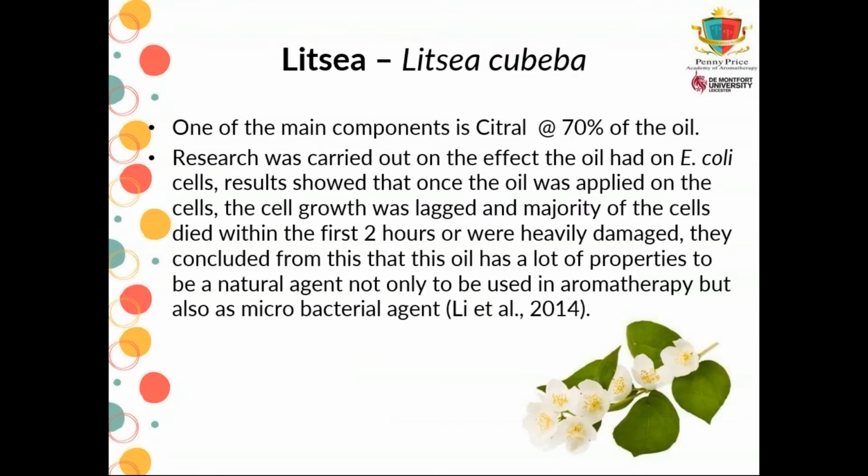Litsea is next. You may know this as Mei Chang, but I just call it Litsea because the Latin name's easier to remember then. It's Litsea cubeba. And there it is. It's a lovely mild sort of lemongrassy smell. One of the main components is citral. It's at around 70%. You can get it a little bit more than that.